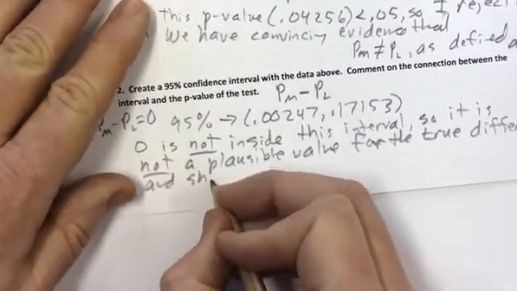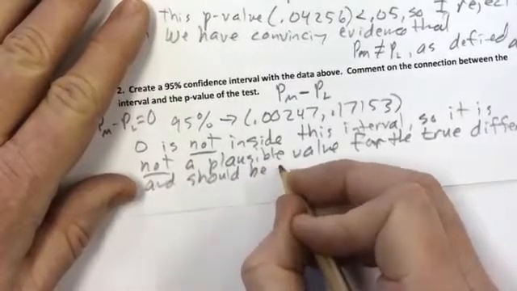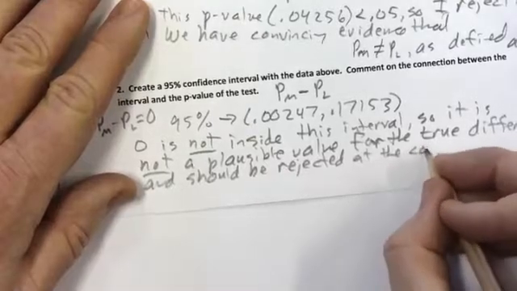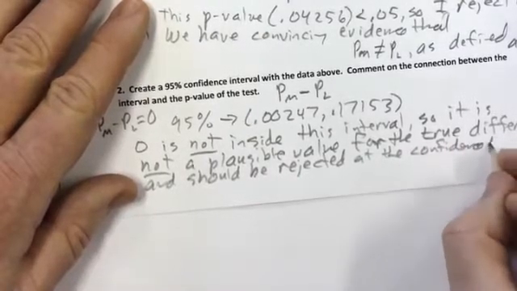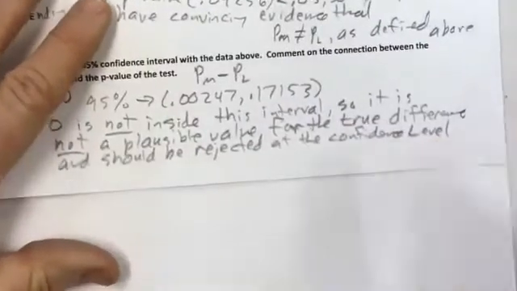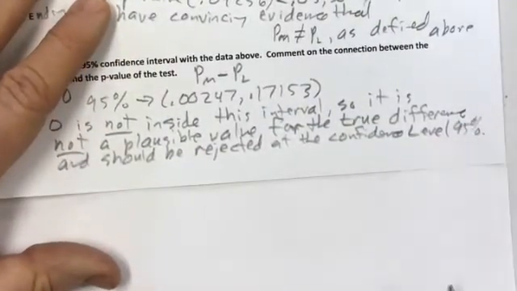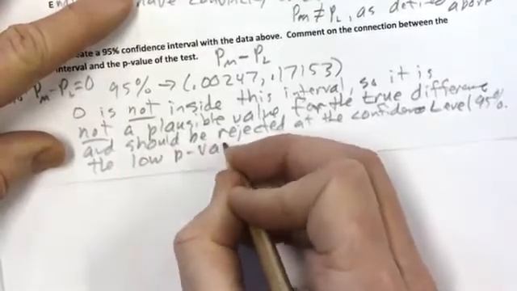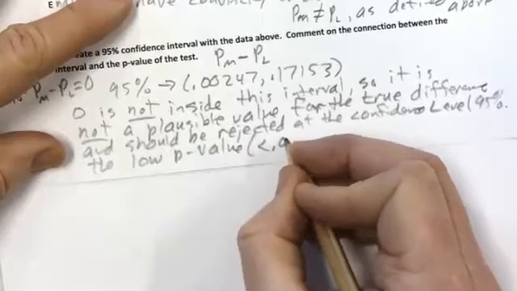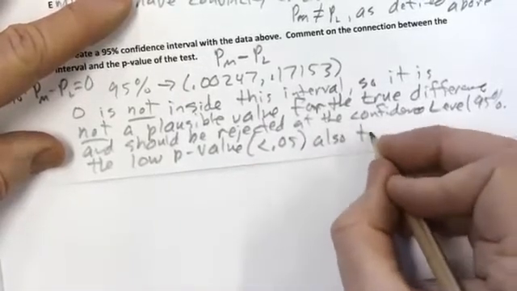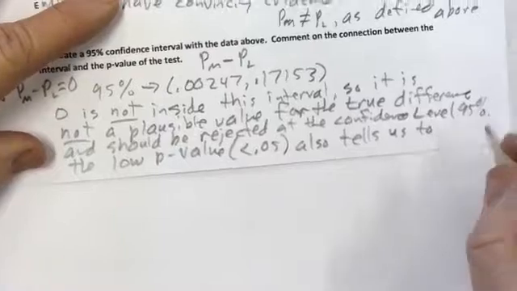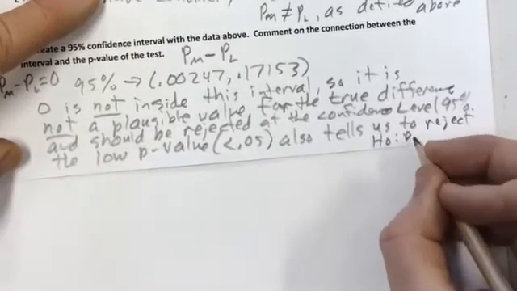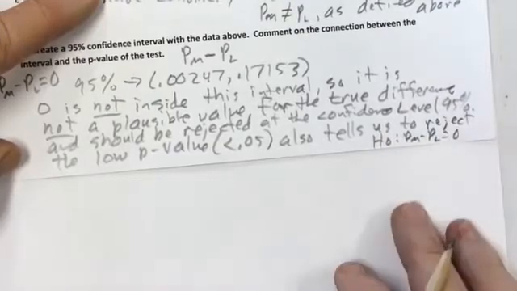And should be rejected at this confidence level. In other words, 95%. Okay? The low p-value, which is less than 0.05, also tells us to reject the null hypothesis of P sub m minus P sub L is equal to 0. Okay, so that's the connection.